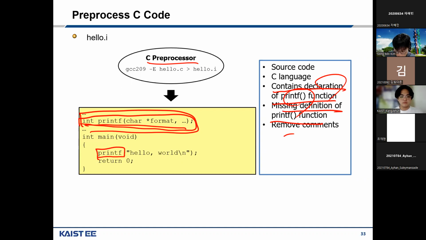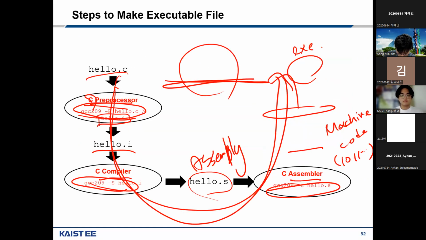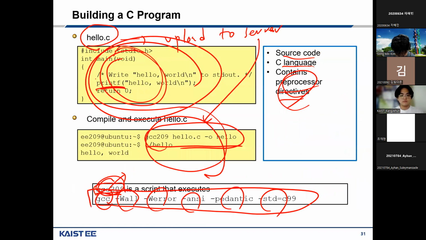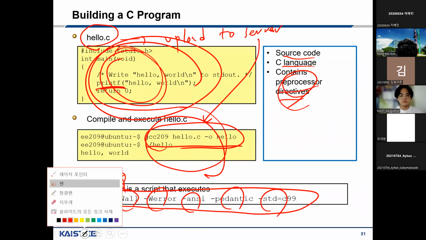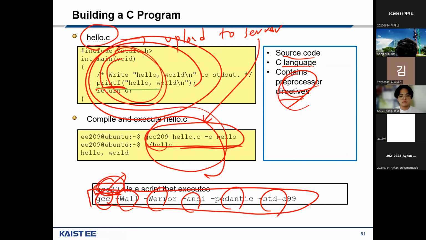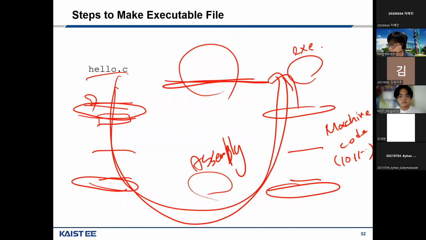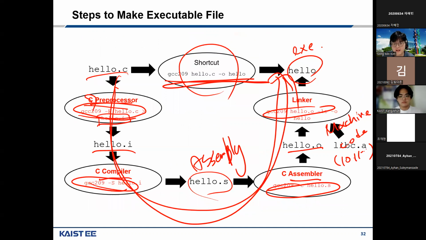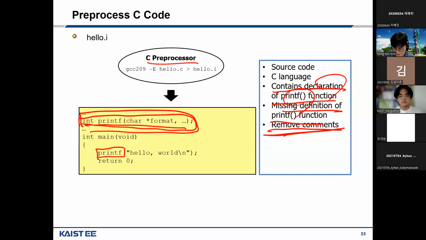Another thing that the preprocessor does is that it removes the comments, as you can see here, right? Look at this comment here. This is a comment, as we discussed in EE209, right? So this is not useful for the machine, so it is just erased by the preprocessor. Okay, so we now have this, right?